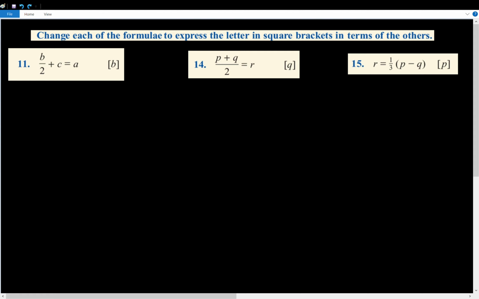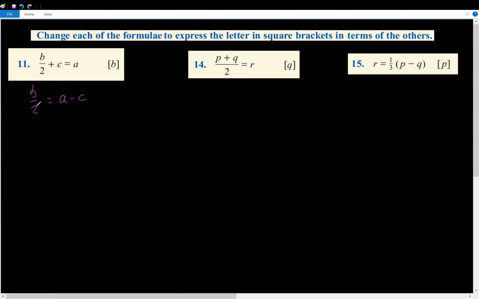So start over on the left here with 11, and we've got to rearrange it so that b is on its own. Now the first thing we can do from here is we can move our c across the equals, and it becomes minus c because it was a plus c on the left. So we're going to have b over 2 is equal to a minus c.